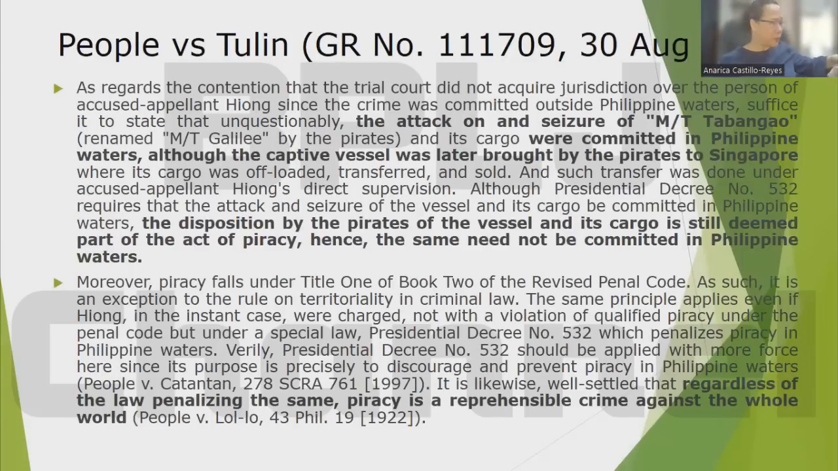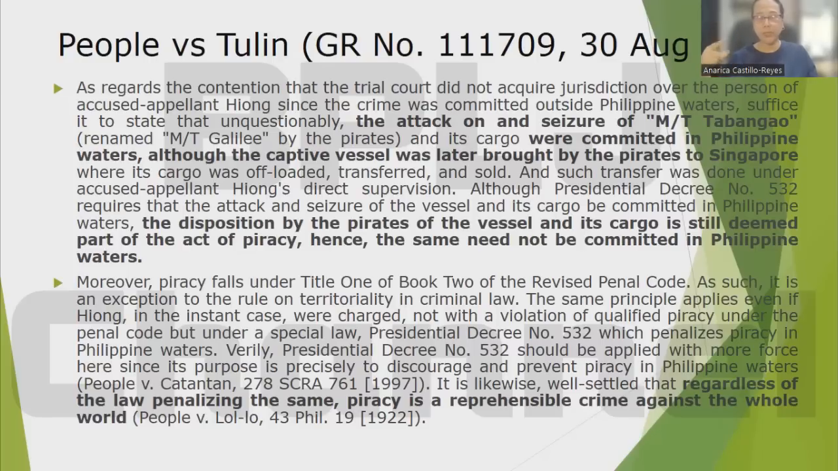So the case of People versus Tulin, this is the case involving piracy. Piracy is a continuing crime, and considering that it is a reprehensible crime, it is considered as one of the exceptions to the territoriality principle. In this case, the attack and seizure was committed in Philippine waters. So it started in the Philippine territory. Although the vessel was captured somewhere in Singapore, can the offenders be held liable under Philippine laws, considering that the offense started within the Philippines?